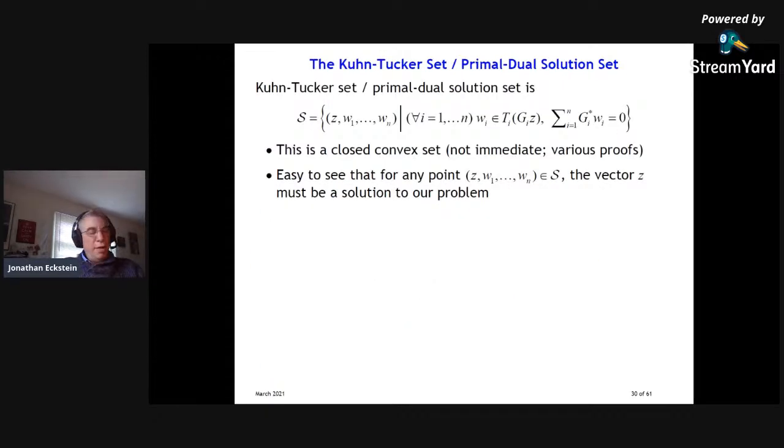Okay, and we have this thing we call the Kuhn-Tucker set, or primal-dual solution set, for this. It's basically the set of z's and wi's such that wi is in Ti of Gi z, and then this linear equation holds. And it turns out, it's not immediate, but this is a closed convex set.